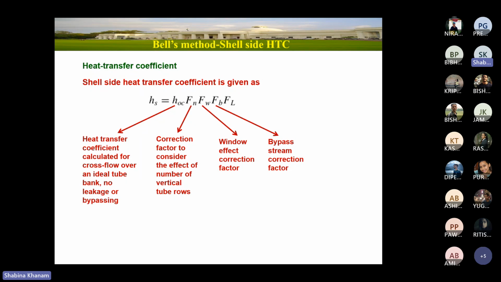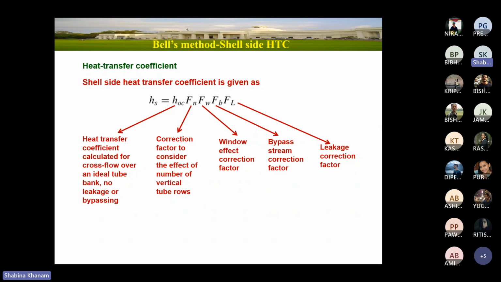And lastly we have the correction factor based on leakage. You understand leakage when we consider baffle to tube space and baffle to shell space. Stream A and stream E we consider in the leakage correction factor. You can recall the last class. In that way we can consider different correction factors over HOC.